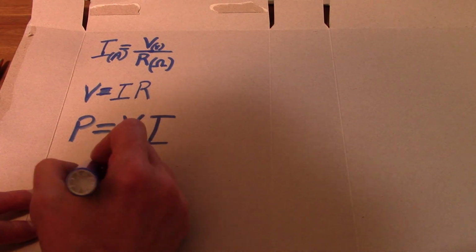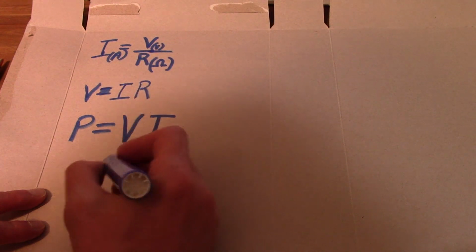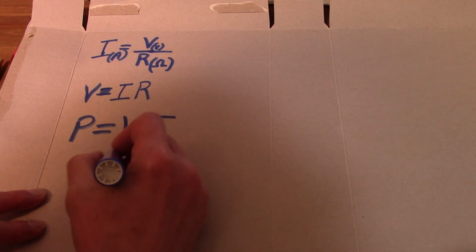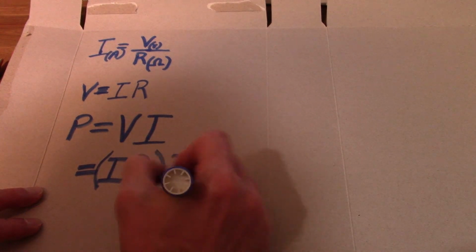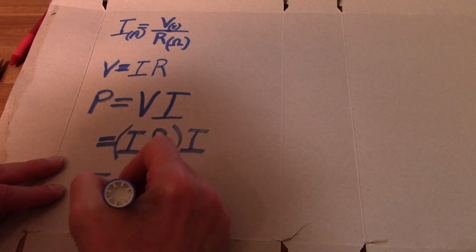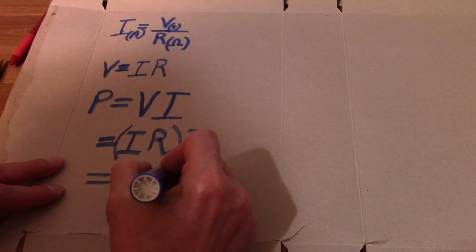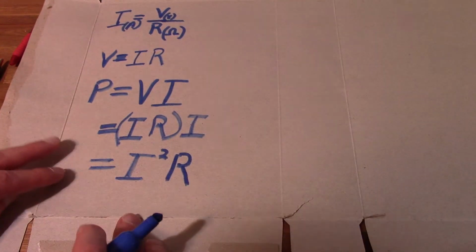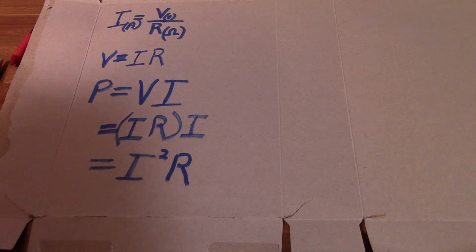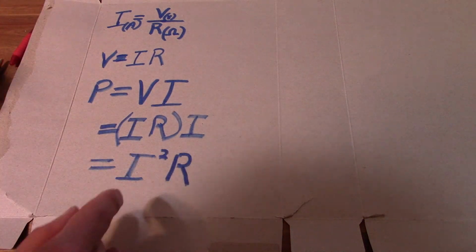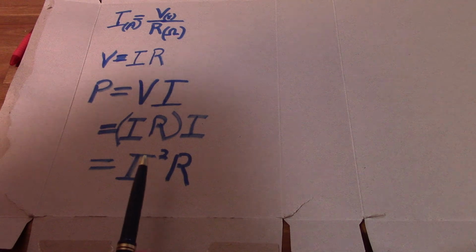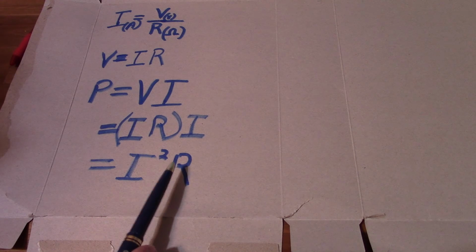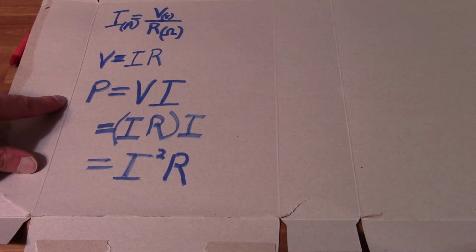So power, so you can say that voltage is equal to IR, that's voltage, times your current. Well, that's the same as, you'll see this sometimes, I squared R. That's where that comes from. So they'll call it your I squared R losses. So another way, if you know what your resistance is in a circuit, and you know what the current is, you can just square the current times the resistance. That's also going to give you your power.